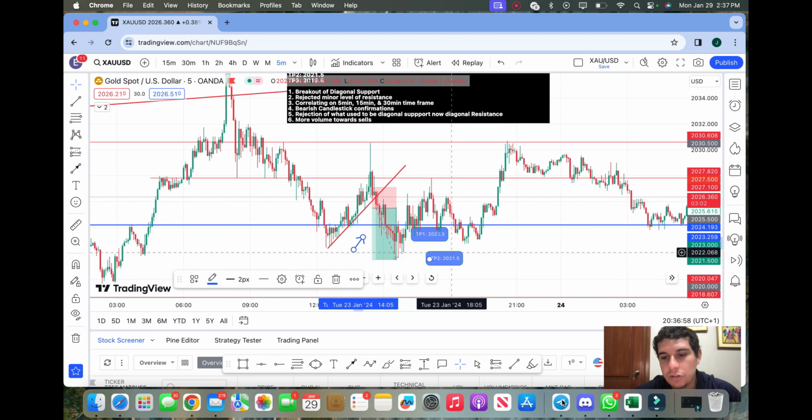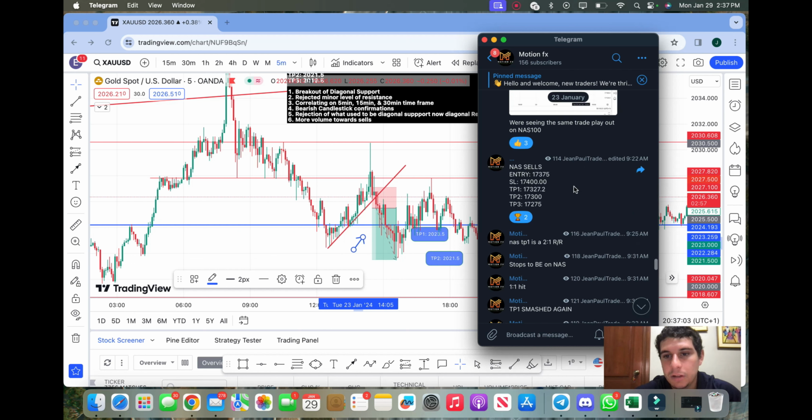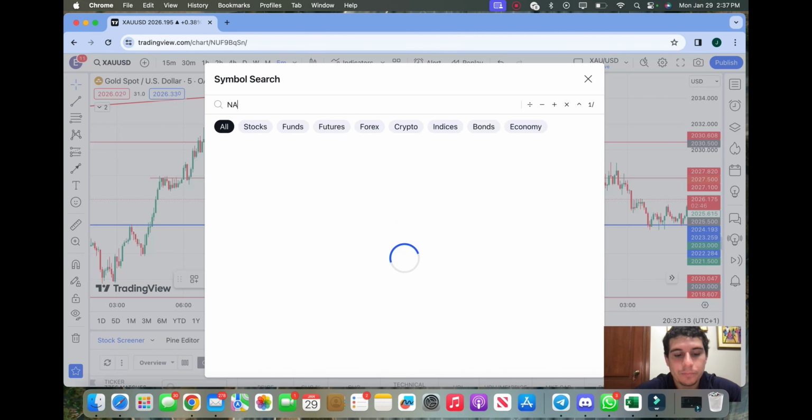So our second trade over here is NASDAQ 100. Ended up hitting TP2 as well. TP1 was a 2-to-1 risk to reward ratio, as you can see. So TP2 was a 4-to-1 risk to reward ratio. So TP2, let's go to NAS 100.